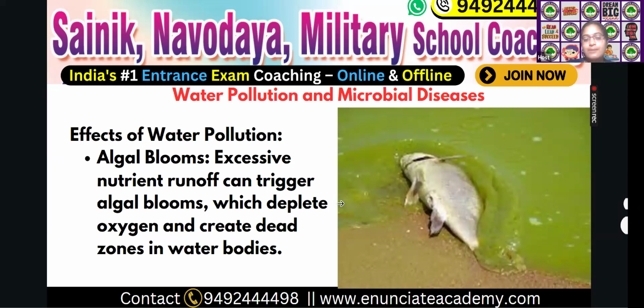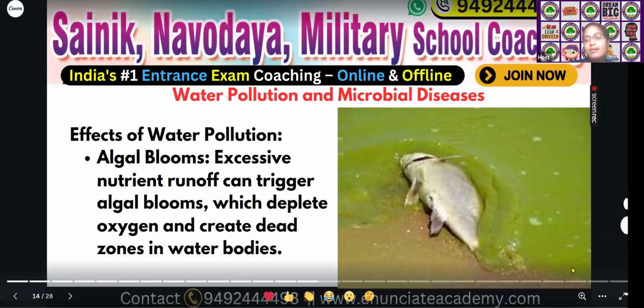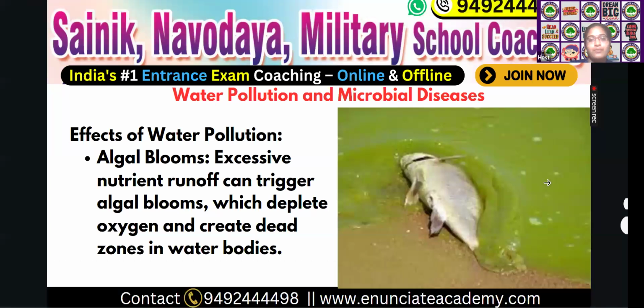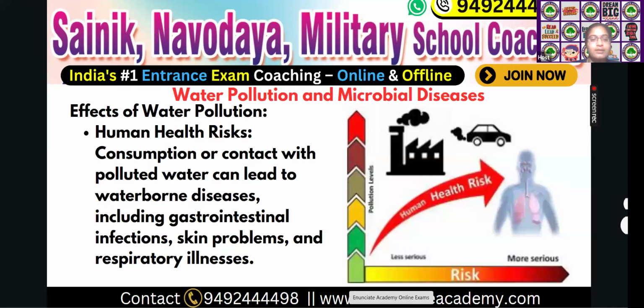Dead zones. All fishes and aquatic animals are killed, like in this picture. Please see this picture, how the aquatic animals are killed. This is an algae bloom, the green layer floating on the water, because of water pollution.